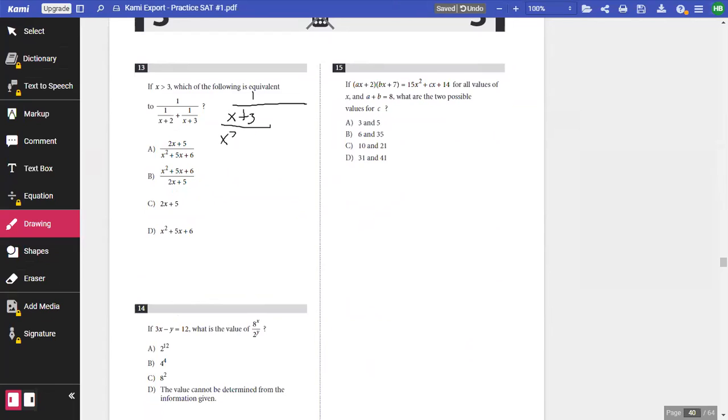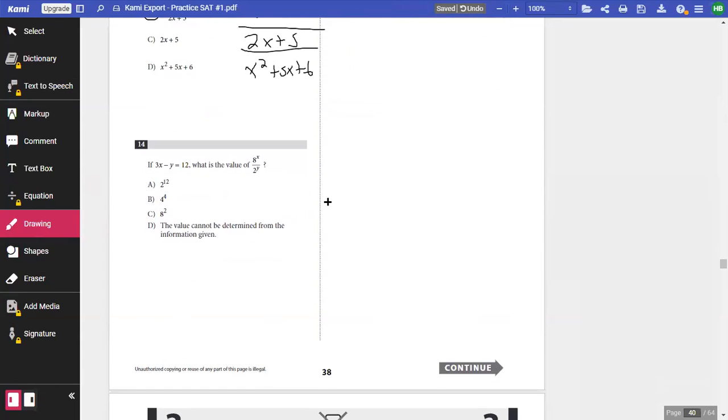And I'm going to combine those. So it's x squared plus 5x plus 6. And then for the other fraction, it's x plus 2 over x squared plus 5x plus 6. And then when we add them, we have 1 over 2x plus 5 over x squared plus 5x plus 6. And then we flip the fraction because it's under the 1, and that gives us B.